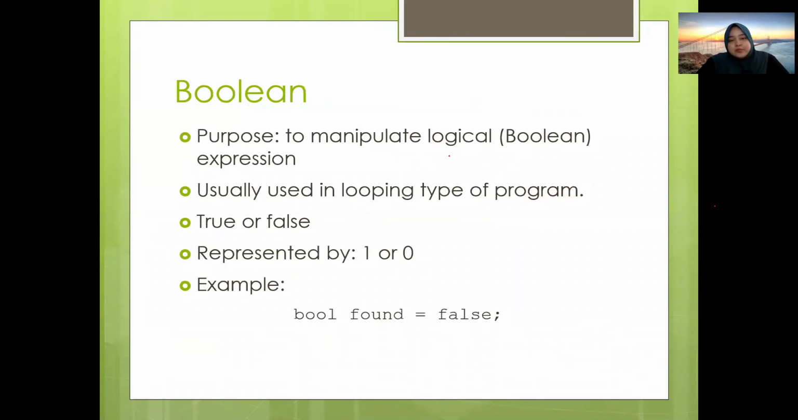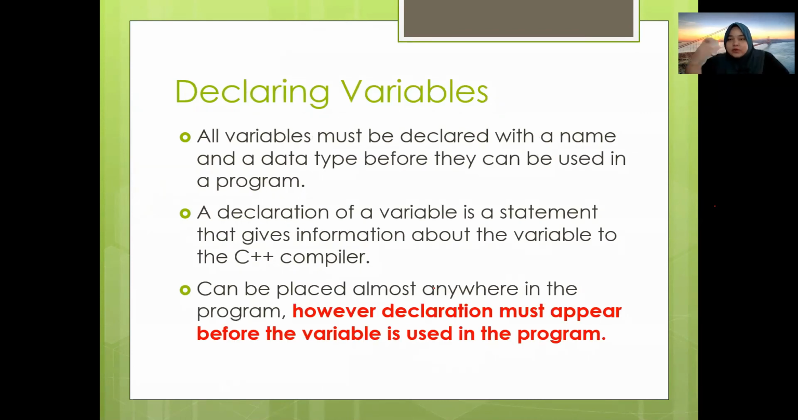Boolean pula, purpose to manipulate logical expression usually used in looping type of program. Looping ni adalah chapter 4, nanti dalam repetition banyak akan kita guna. So nilai boolean adalah true or false represented by 1 or 0. So this is how we declare variable berjenis bool. So bool, variable found equal false. Ini kita bagi nilai dia lah, initializekan dia. Okay, now saya nak bagi tahu what is the meaning of declaring variable. All variable must be declared.